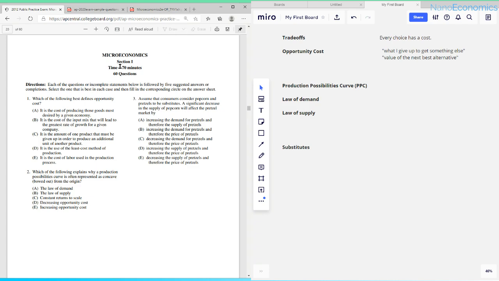Yeah, it's not going to let me draw on top of it, but what best defines opportunity cost, and that is going to be choice C, the amount of one product that must be given up in order to produce another unit of an additional product.